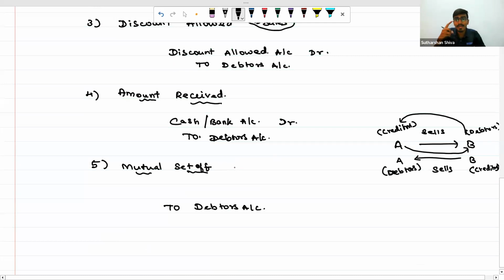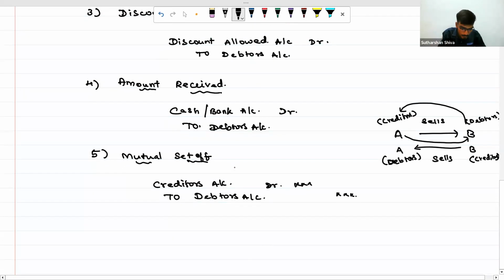Creditors, at the time of making a credit, can be on the liability side. Now we will cancel it off because we are mutually set off. We will do it on the debit side. So creditors account debit to debtors account is a mutual set off.